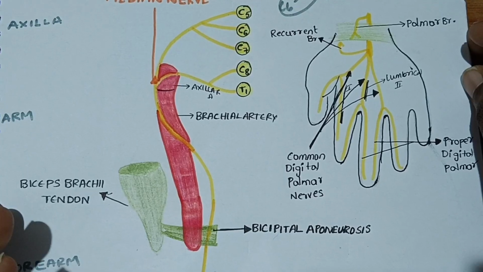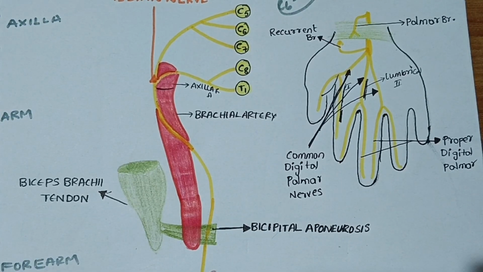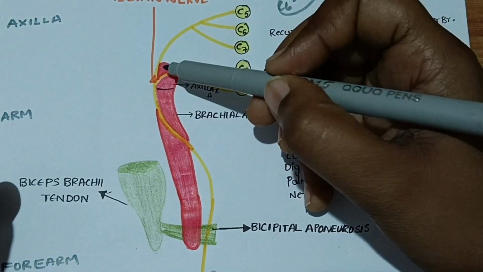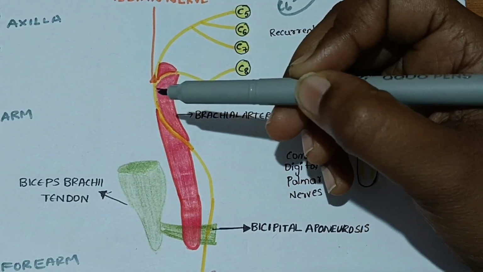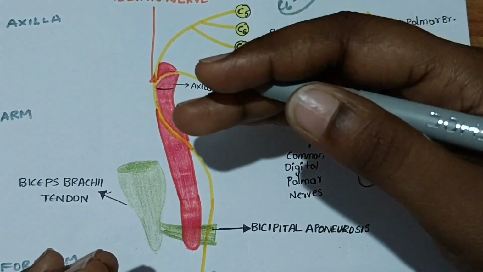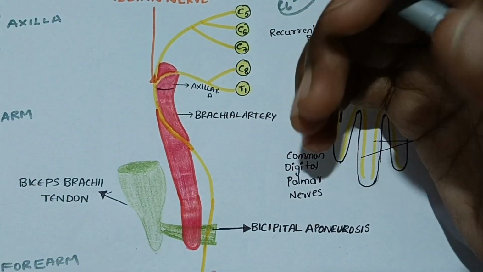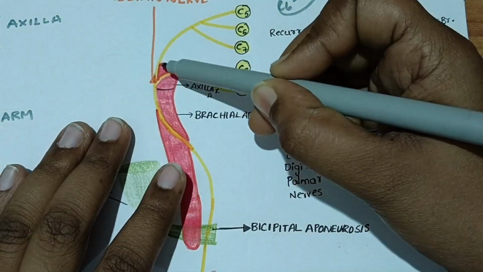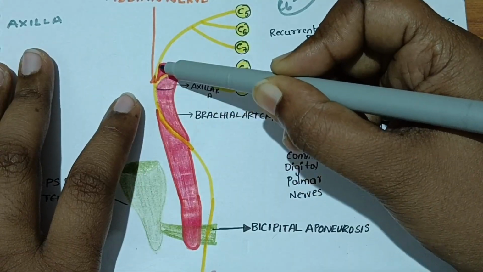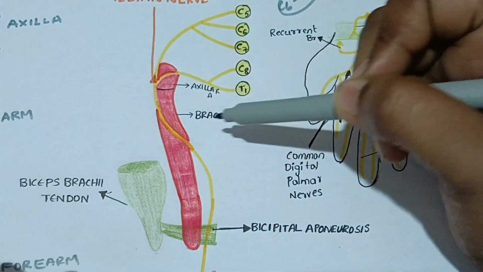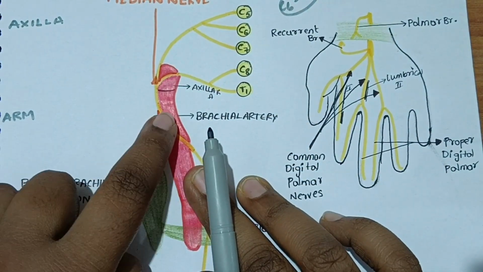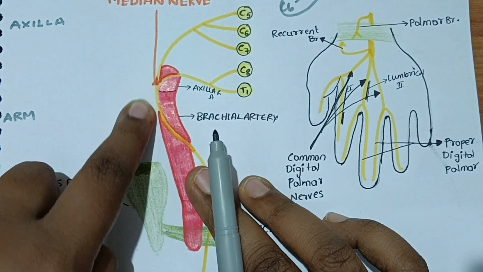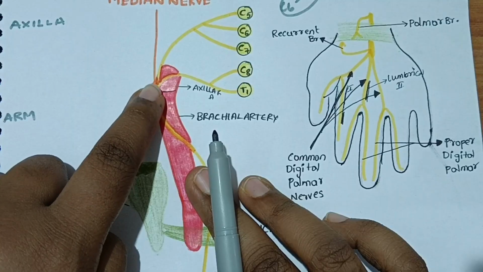What is the brachial artery? It is a continuation of the axillary artery. Here it is the axillary artery, which continues as the brachial artery, right? Now our median nerve is in the proximal region, closer to the axilla. When the arm is divided into three parts, in the upper part the median nerve lies lateral to the brachial artery. See, this is the brachial artery, and the median nerve, the yellow one, is lying lateral to it.